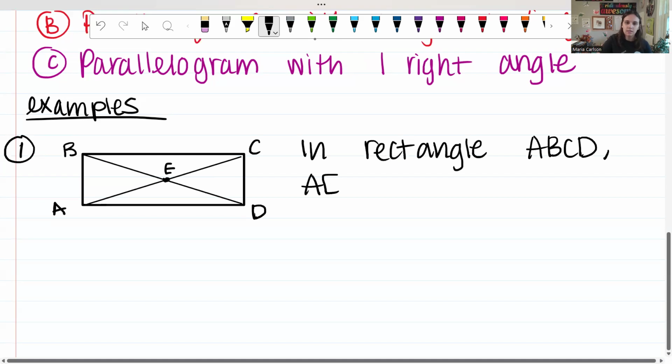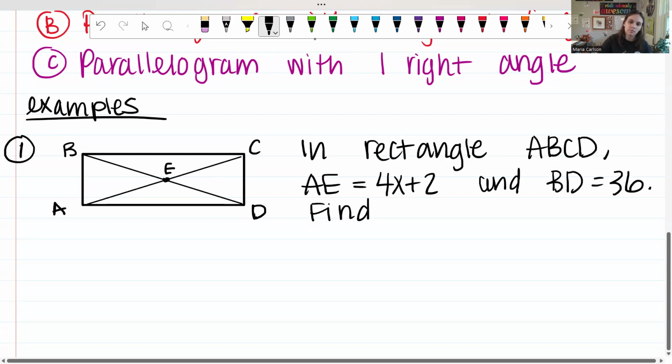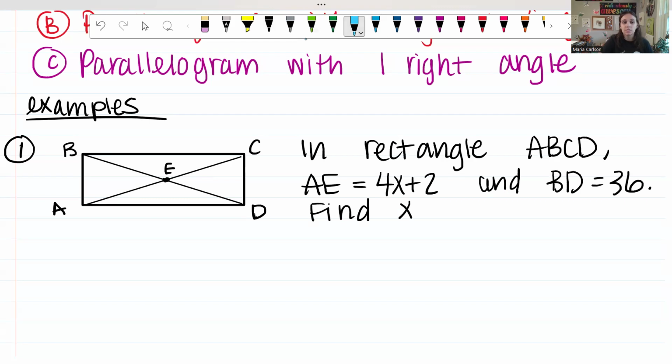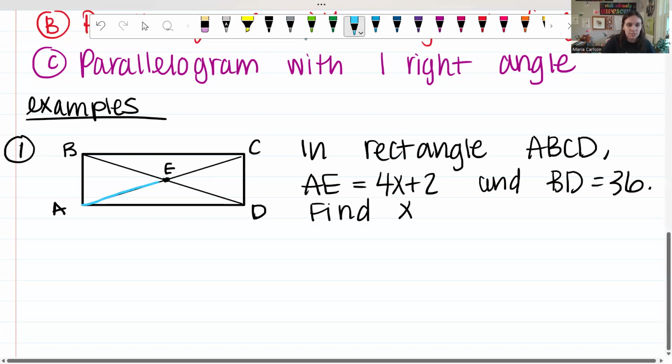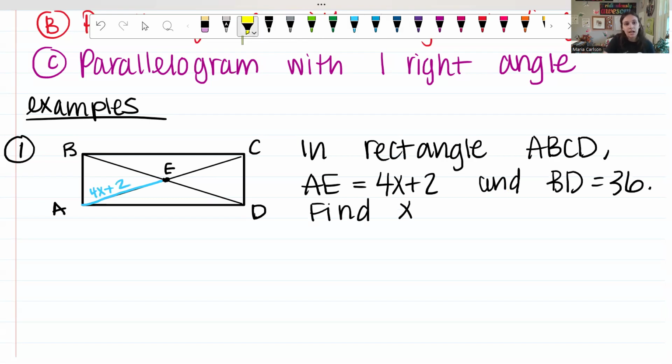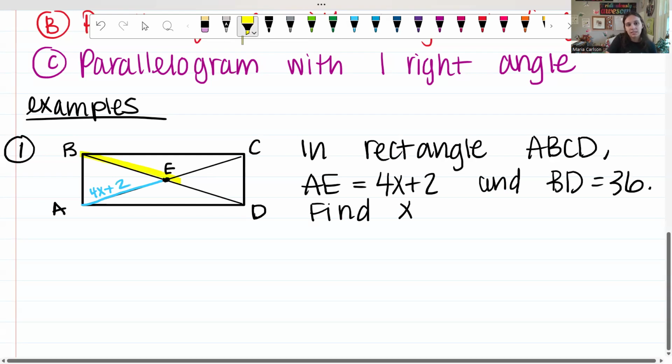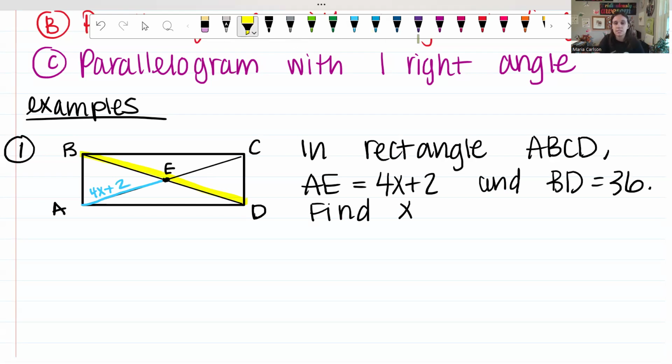AE equals 4x plus 2, and BD equals 36. Find x. All right, so let's think about this. We know this is a rectangle, and AE, this blue segment here, is 4x plus 2, and then we know the entire length of BD is 36.